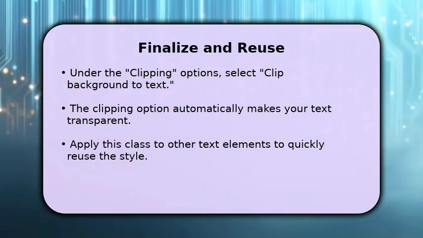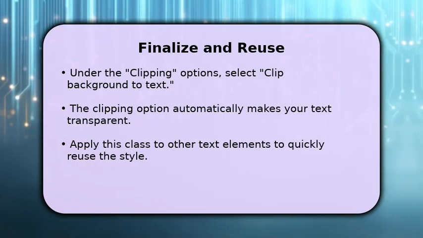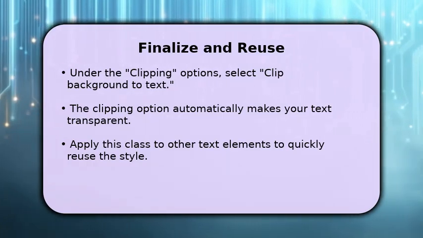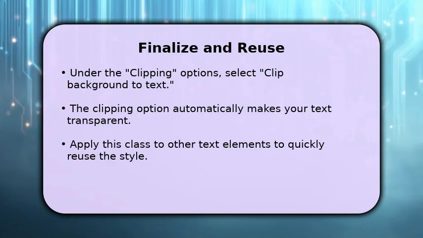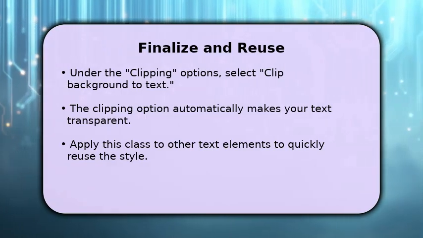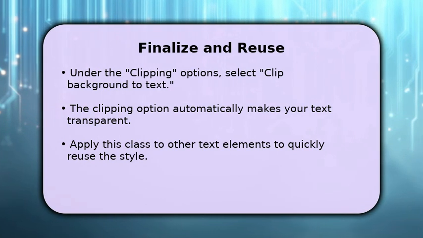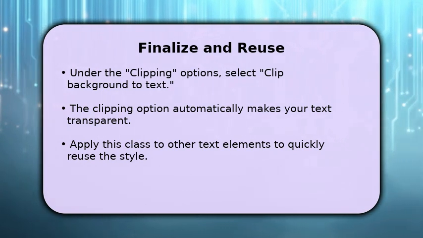The final, magical step is to clip the gradient to your text. In the Background section, locate the Clipping drop-down menu. From there, select the option Clip Background to Text. This action will automatically make your text transparent, allowing the beautiful gradient to shine through its shape.